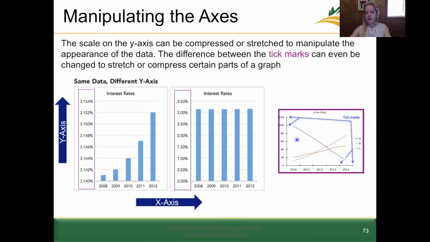And here's another image displaying this definition of tick marks. Here on our y-axis, our vertical axis, our tick marks are between 0 to 20 to 40 to 60, etc. On our x-axis, we're showing tick marks between the year 2010 to 2011, and so on.